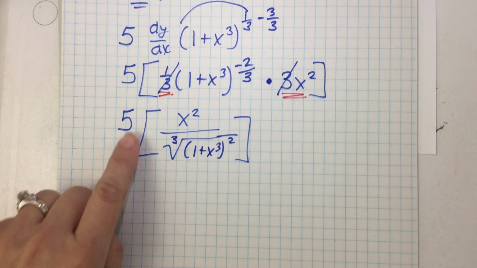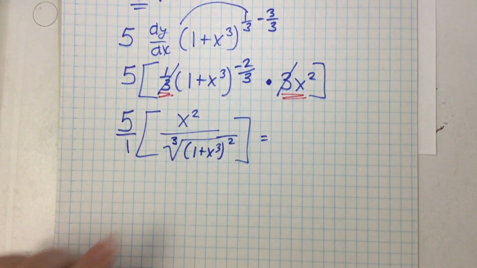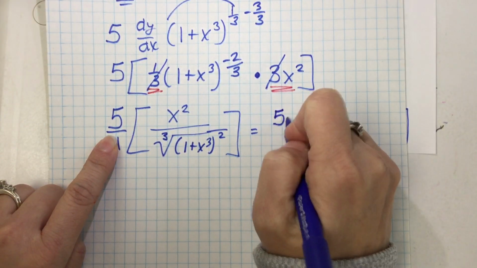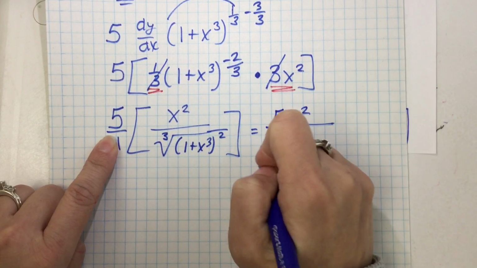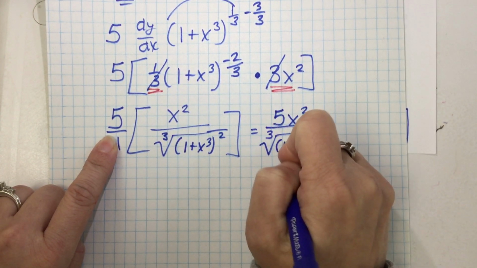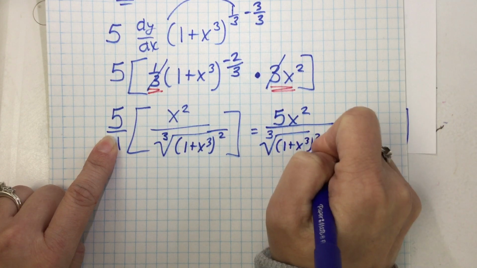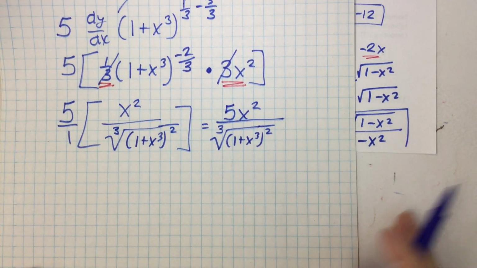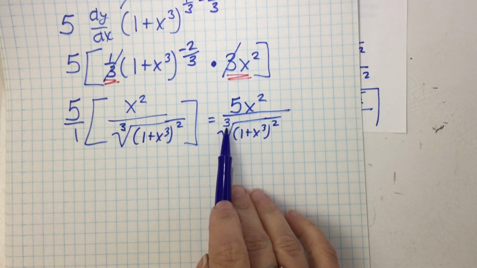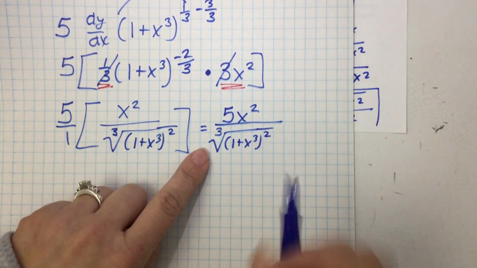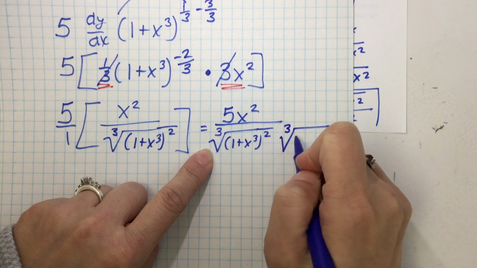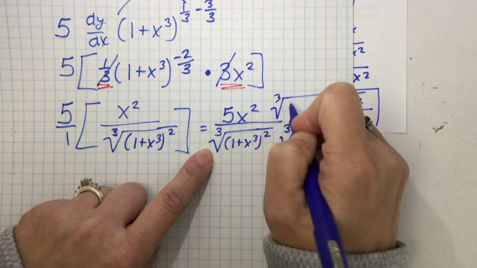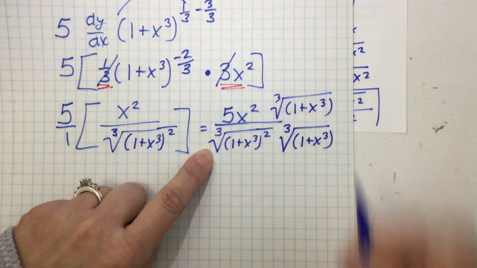Okay, so at this point, I can go ahead and multiply that 5 in. Top times top, bottom times bottom. So at this point, I have 5x squared over the cubic root of 1 plus x cubed squared. Well, I cannot have a cubic root on the bottom. In order to cancel a cubic root, I need 3 of these. Right now, I have 2. So I need to multiply top and bottom by a cubic root. I need 1 additional 1 plus x cubed.